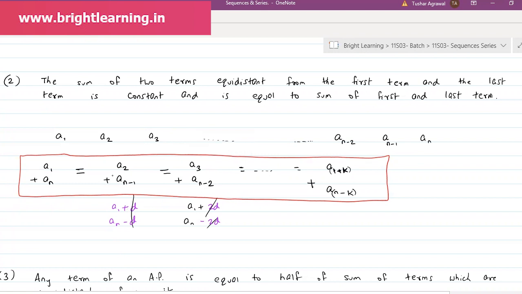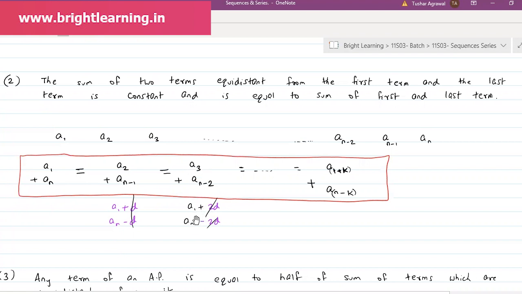What's the reason for this? From a1, whatever number of terms you go ahead, for a2 it is a1 plus d, and that many terms you come back from an, that is an minus 1, which is actually an minus d. So plus d and minus d cancel out, and the final addition is a1 plus an only. Similarly, a3 is a1 plus 2d, and an minus 2 is the nth term minus 2d. So plus 2d and minus 2d cancel out, and what remains is a1 plus an only.